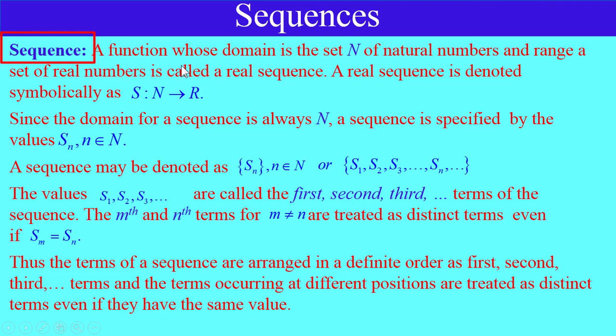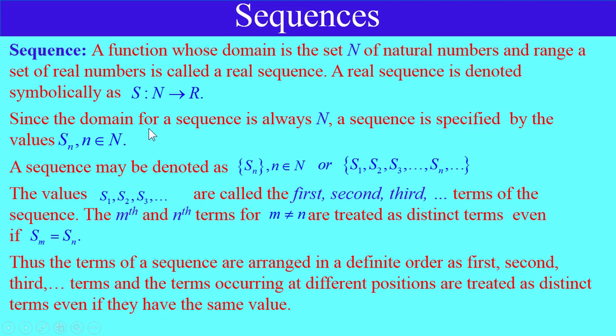A function whose domain is the set N of natural numbers and range a set of real numbers is called a real sequence. A real sequence is denoted by S colon N to R, that is, S is a function from the set of natural numbers N to R. It can also be denoted by f is a function from N to R, or small a is a function from N to R.